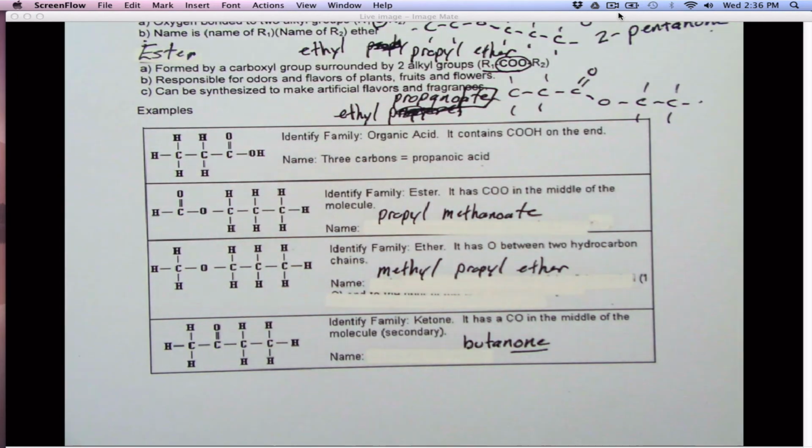All right, so there's your basic functional groups. We'll get into some more drawings and practice later. Hopefully this helped you out.